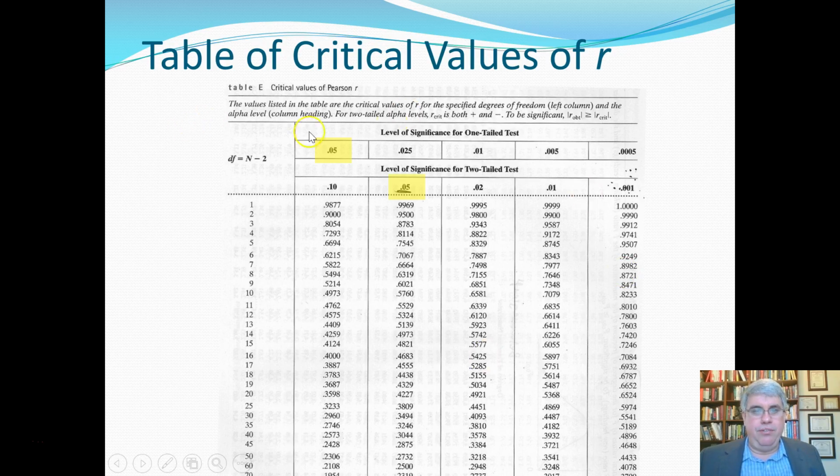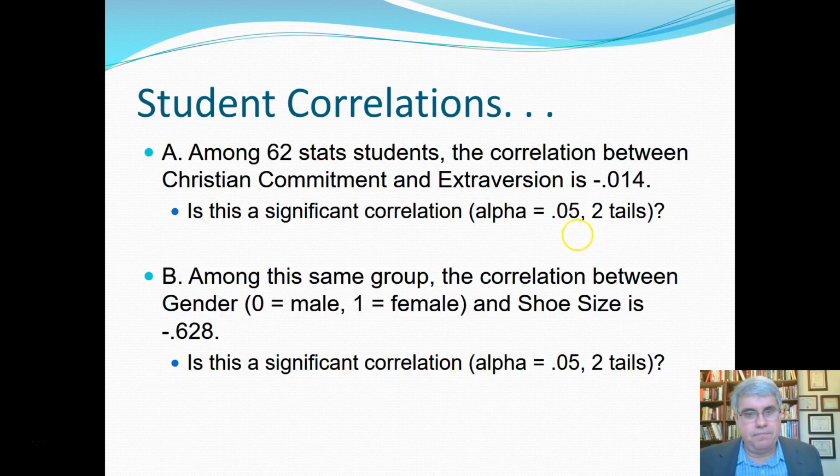So that's how to use the table of critical values of R. You can Google "table of critical values of R" and you'll find this. Even though I have this textbook constantly on my desk, sometimes I do that just because it's easier. Now let's see how we could use this in a couple other examples.